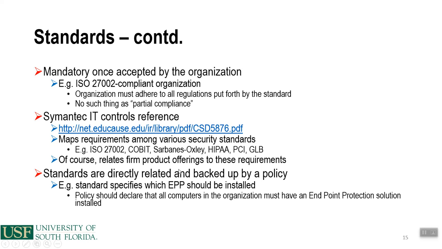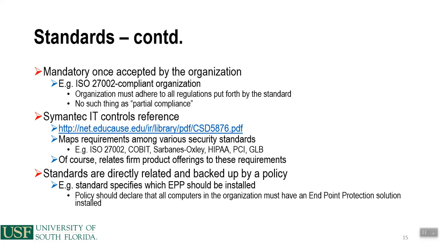And standards are mandatory once they're accepted by the organization. So the key thing is getting it accepted by the organization and having it emanate from the policies. So for example, take an ISO 27002 compliant organization. The organization must adhere to all regulations put forth by the standard. There's no such thing as partial compliance, saying that I only want to comply with certain aspects of it. There's also the Semantics IT control reference, which you can access here. It maps the requirements amongst various security standards.